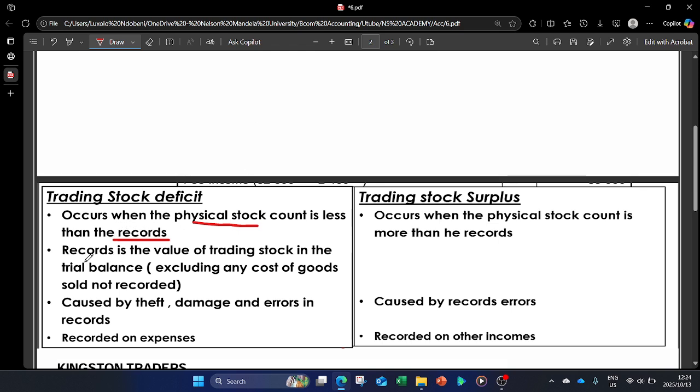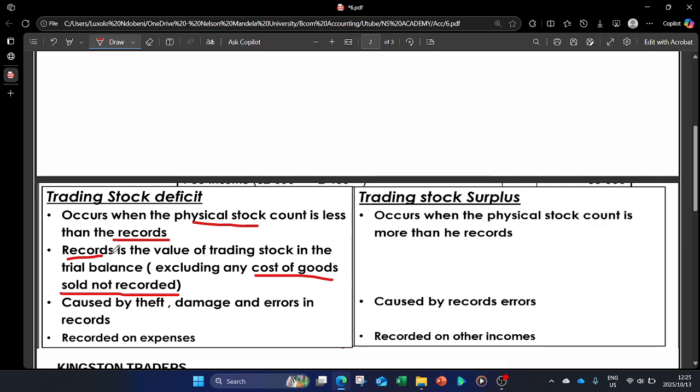So what are the records? The records are the value of trading stock in the trial balance, and that value must exclude any cost of sales not recorded. Why is cost of sales excluded? Because cost of sales is when the goods are sold to the customers, right? It is the cost of goods sold to the customers. So that means the value of trading stock will decrease.